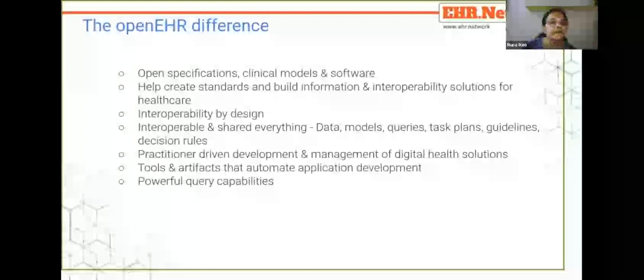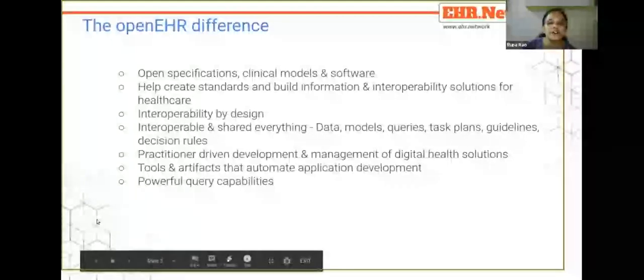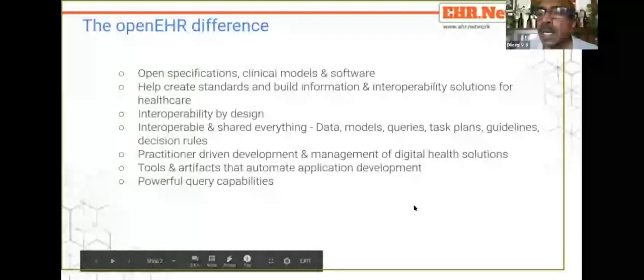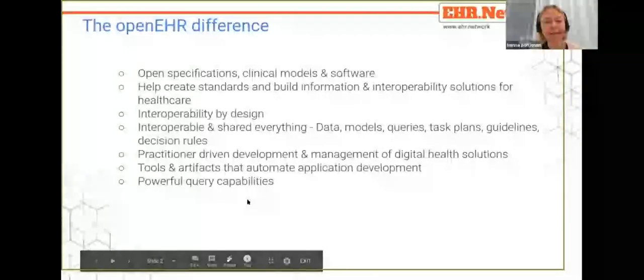So Dileep, they are saying your screen is not shared. Screen is not shared? I am able to see it. I can see it. Okay, so I think we are good.